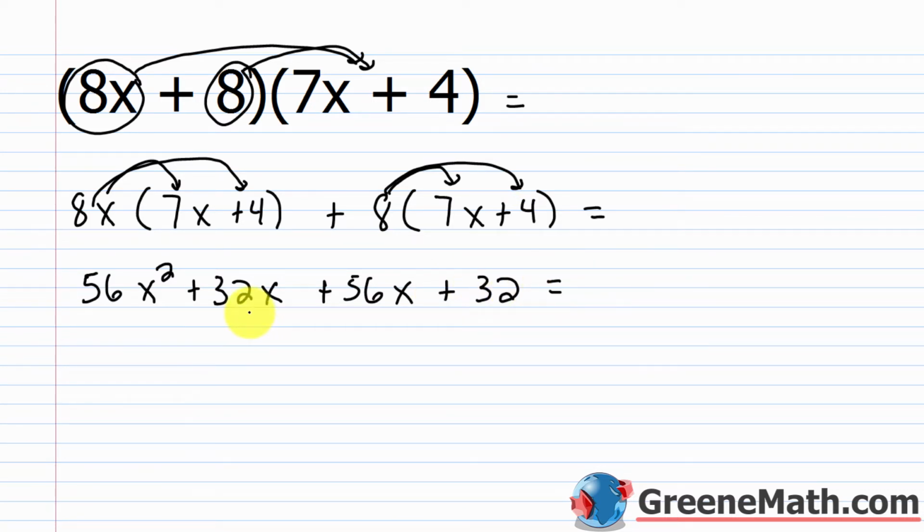And again, I have like terms that I can combine here. So I have 56x squared plus 32x plus 56x is 88x. And then plus 32. So that's my answer: 56x squared plus 88x plus 32.